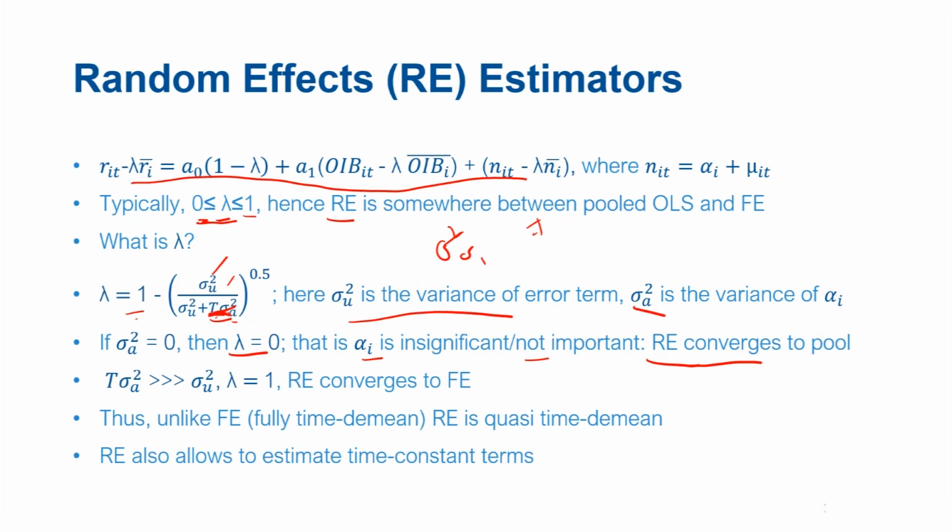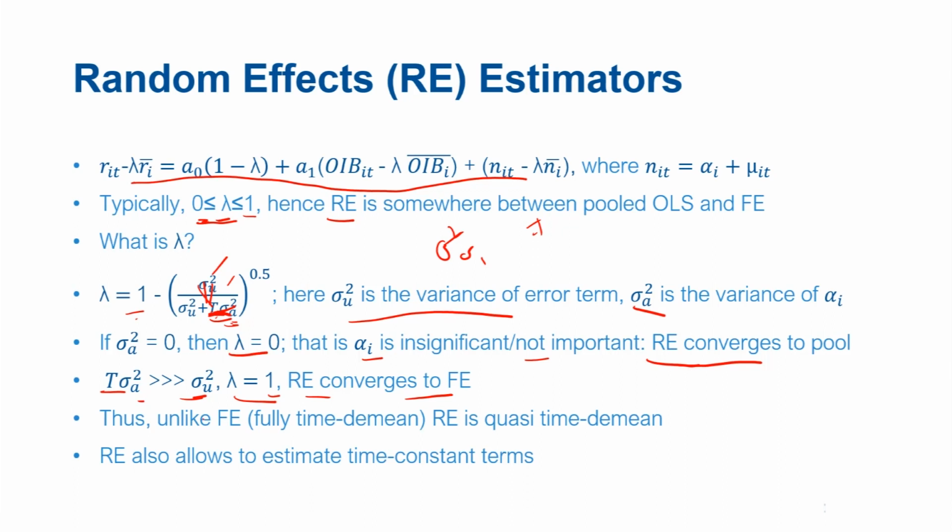Similarly, relative to the error variance, if the size and variance of this unobserved heterogeneity is quite large, and therefore T times sigma alpha square is quite large as compared to sigma mu square, then this term is close to 0 and lambda becomes 1. Asymptotically, lambda becomes 1, and then random effects converges to fixed effect.